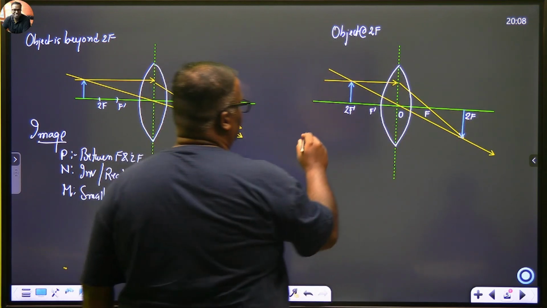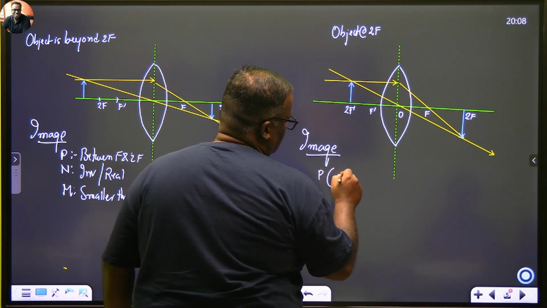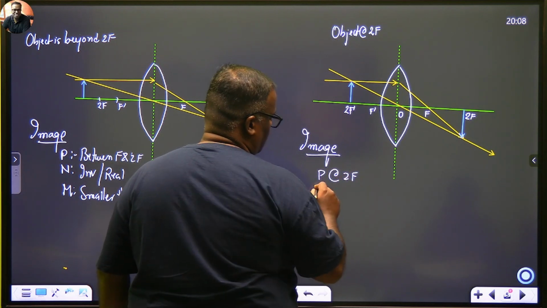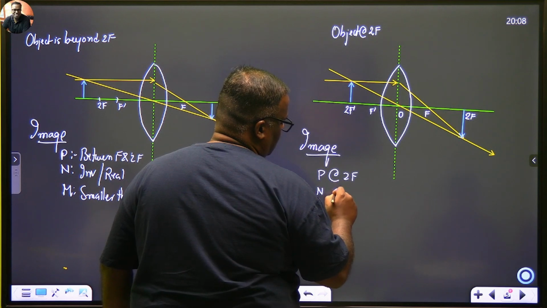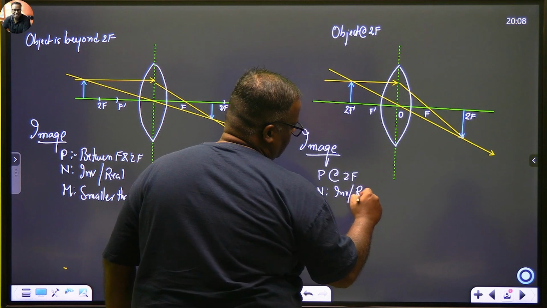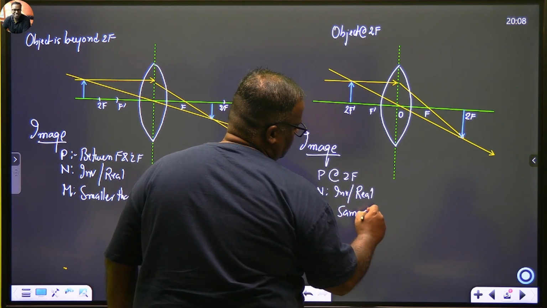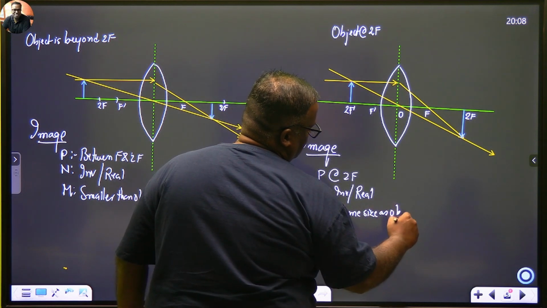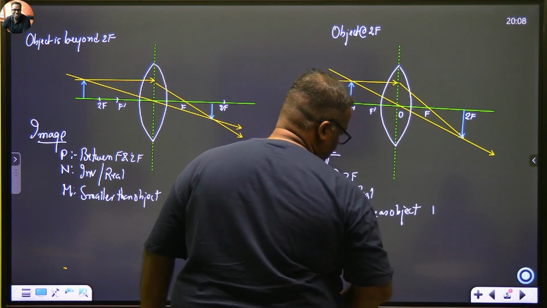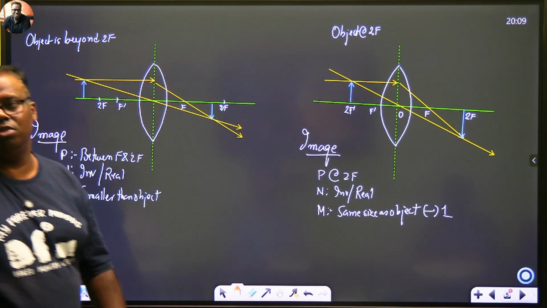So object at 2F, the image that I will get: position will be at 2F. Then nature will be inverted, real, and magnification same size. Can you tell me in value what it will be? Minus 1. Magnification is always with a sign, minus 1.